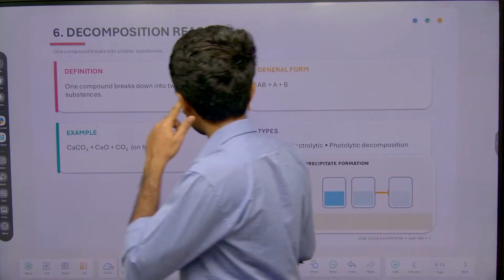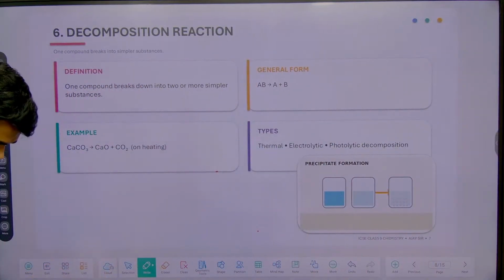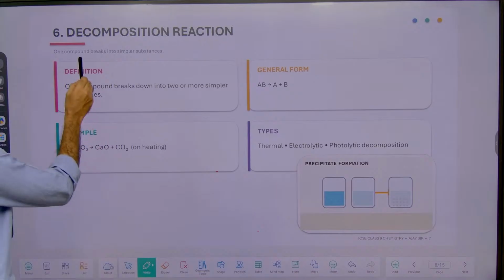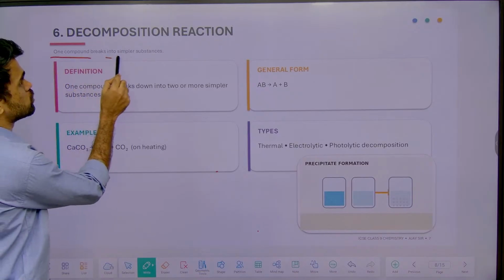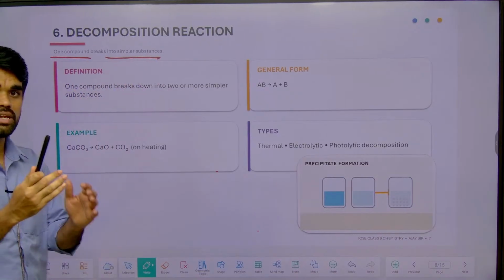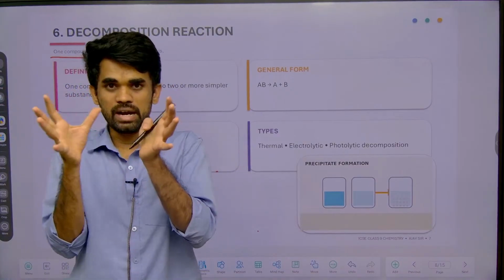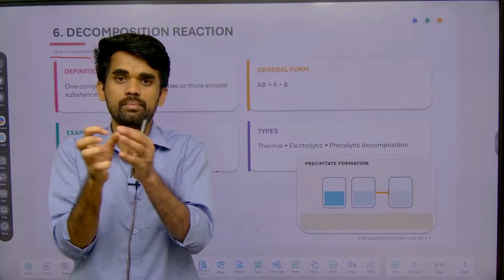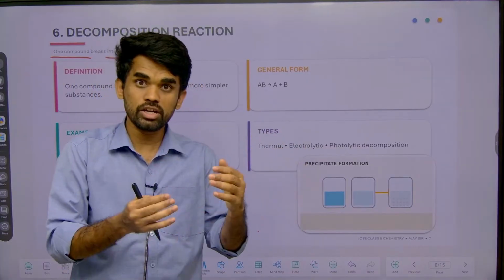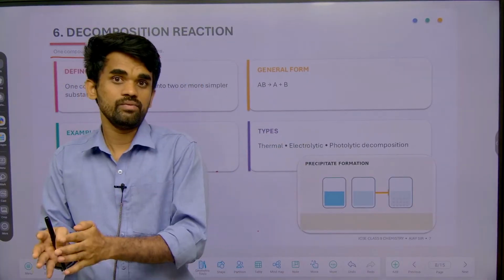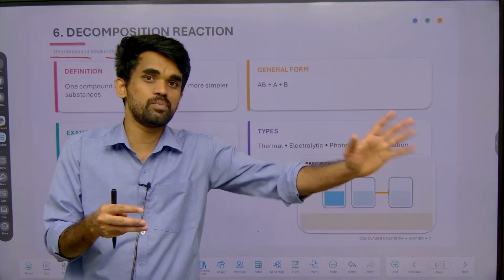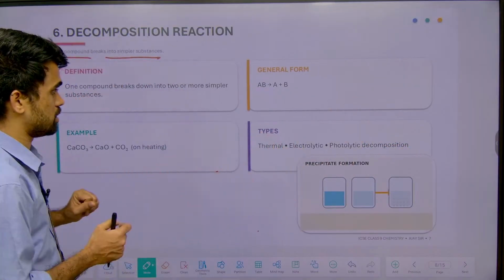Okay, so now see what this decomposition reaction says. Once you read it, one compound breaks into simpler substances. Like in combination, we have seen multiple substances combine to give one final product. In decomposition, one starting material gives multiple products. You can remember it like that.